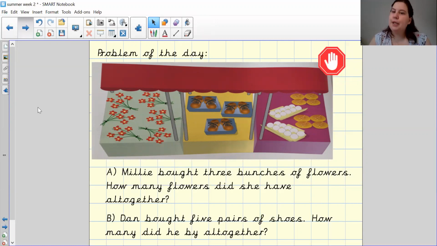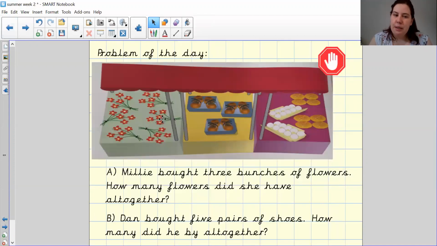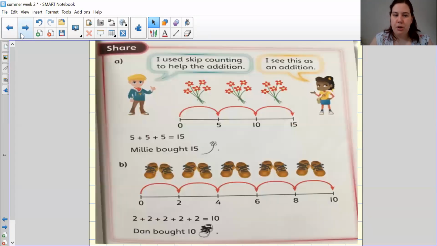The first thing we need to do is work on A. If we look at A, we can see that she wanted 3 bunches of flowers. You can see the flowers are here, and they are already in their bunches for you. Step 1, you have to count how many are in each bunch. Let's count together: 1, 2, 3, 4, 5. So there are 5 flowers in each bunch. If Millie wanted 3 bunches, we have to skip count in 5s because there are 5 in every bunch.